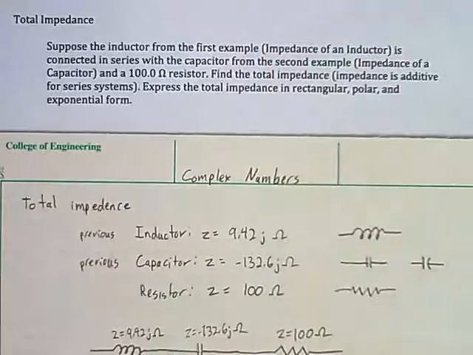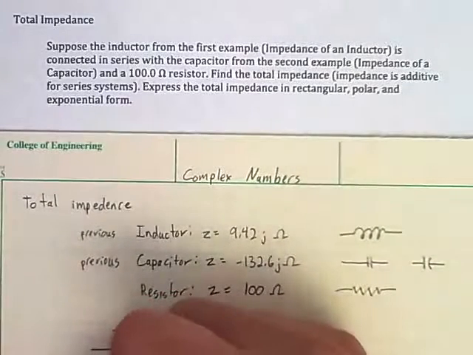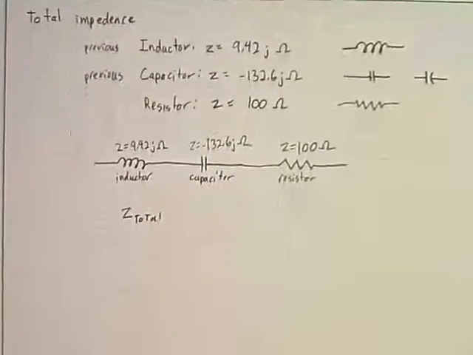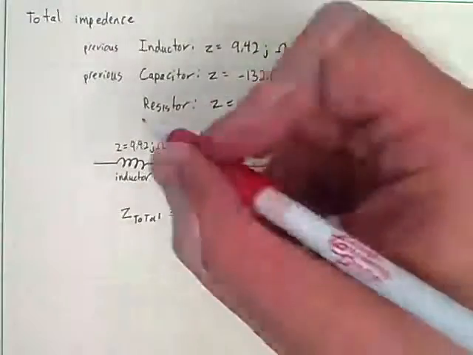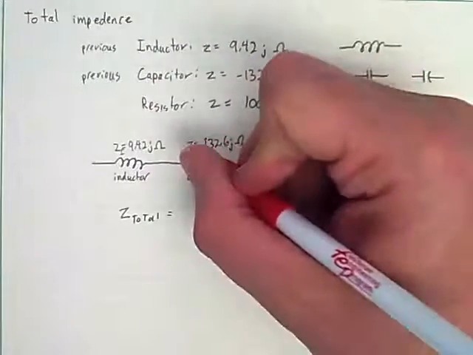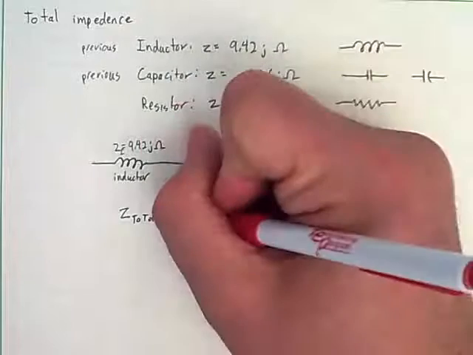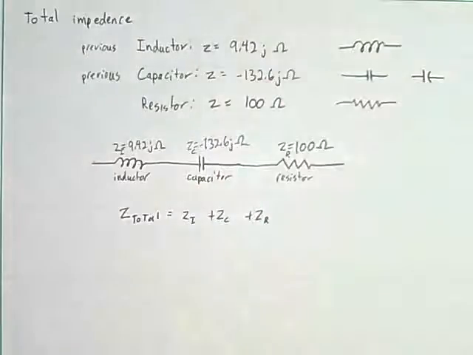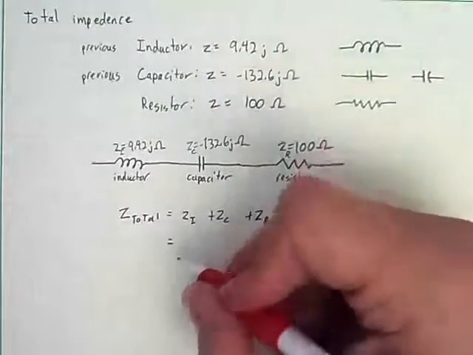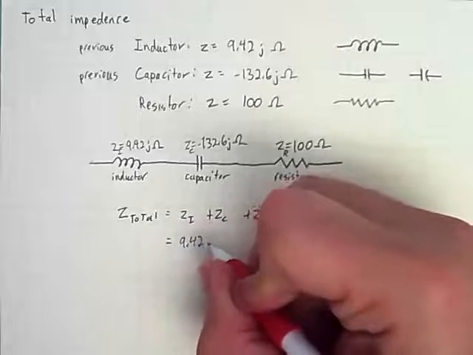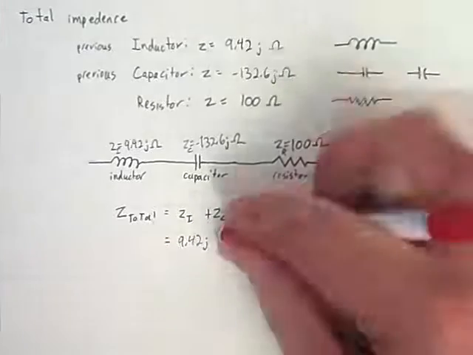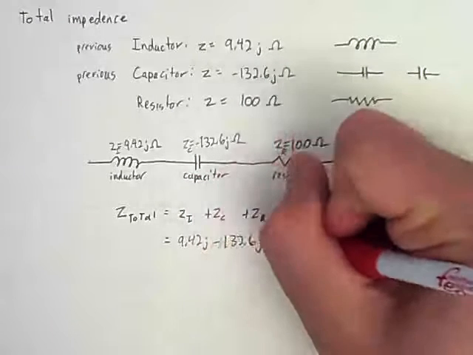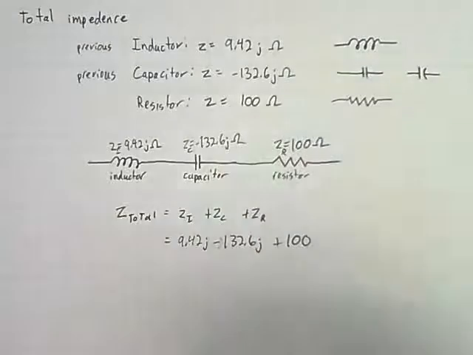And to add these up, the Z total is simply going to be, we'll call that one ZI, that one ZC, and that one ZR. It's ZI plus ZC plus ZR. So it is 9.42 J minus, or plus a negative, 132.6 J and plus 100. That's in the real plane.